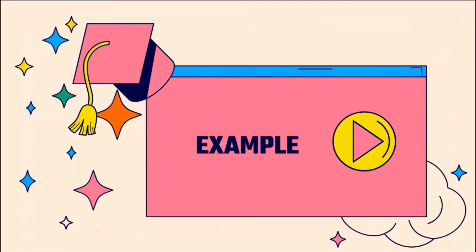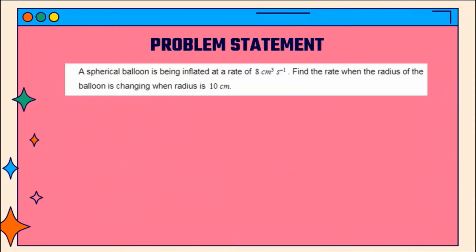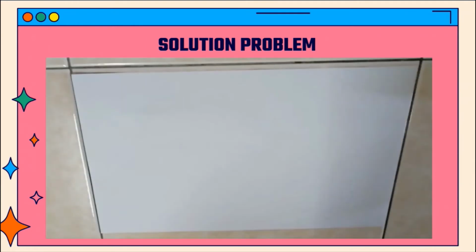For the example in the dialogue we just heard, we can state the problem: a spherical balloon is being inflated at a rate of 8 cm^3 s^-1. Find the rate at which the radius of the balloon is changing when the radius is 10 cm. So, the solution of this problem.